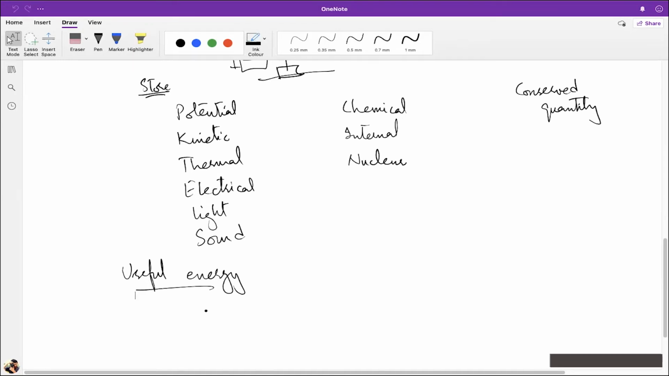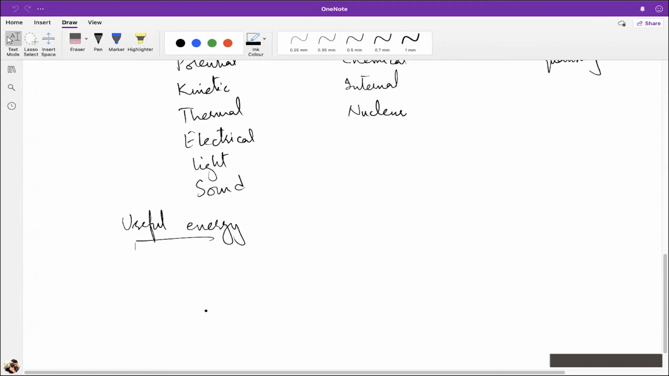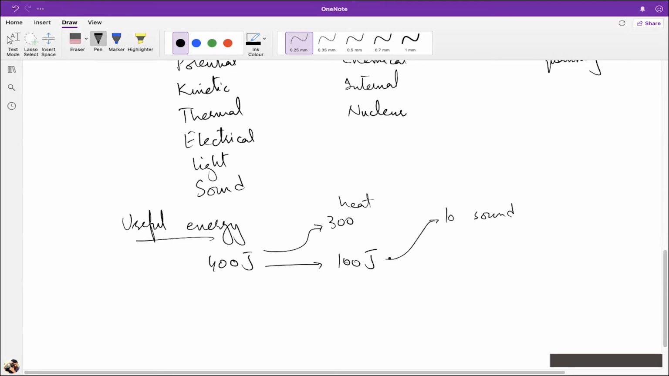Let's suppose I took some petrol that had 400 joules of energy in it. But my car is a pretty old one, 3 or 4 years old, so it does not have a very efficient engine, that's the word, efficient. So maybe it converted only 100 joules of it to something I can actually use, the kinetic and all that. But the remaining 300 joules was converted to heat or thermal energy. Of this 100 joules, it converted 10 to sound and 90 to kinetic.